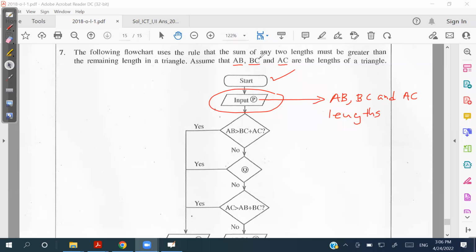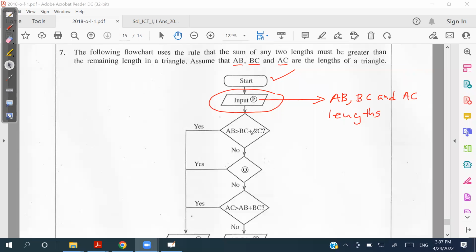Very good, Saran. So P is going to be the lengths of AB, BC, and AC. Don't write the input word because the input word is already there. They only expect you to write what comes after the input. So we can say input AB, BC, and AC lengths, or input lengths of AB, BC, and AC, or input the values of AB, BC, and AC lengths. Any particular way, right?